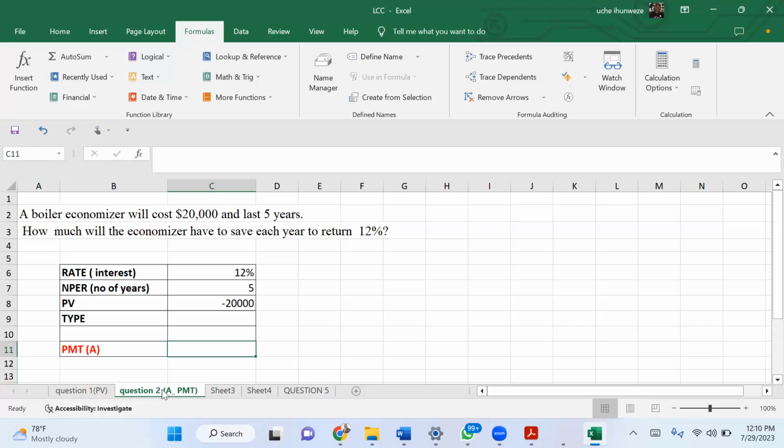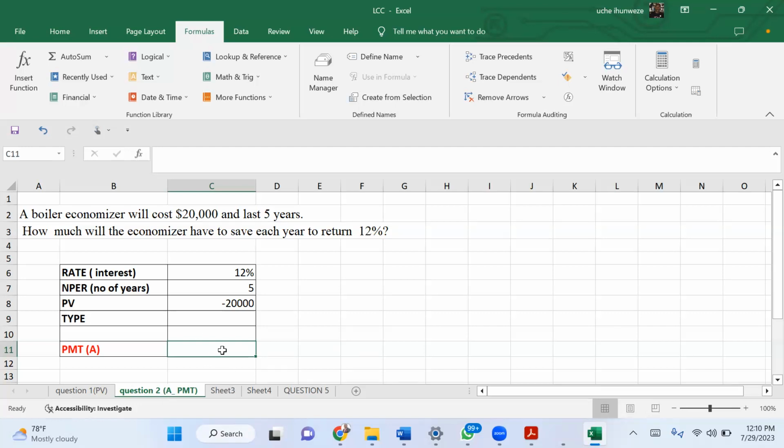Question number 2, we are given PV. And because it's money going out, I put a negative on it so that my answer will not come in brackets again. The difference is that if you didn't put a negative on it, the number will just come in brackets. That's just the difference. The interest rate is 12%. The number of years is 5. We're looking for the PV.